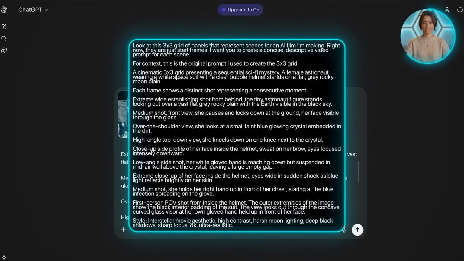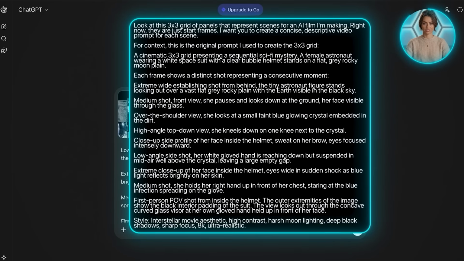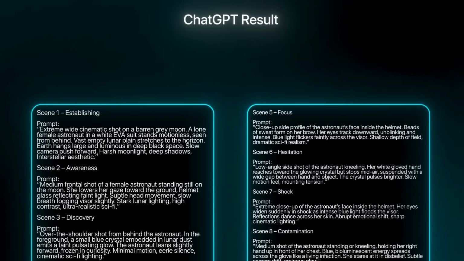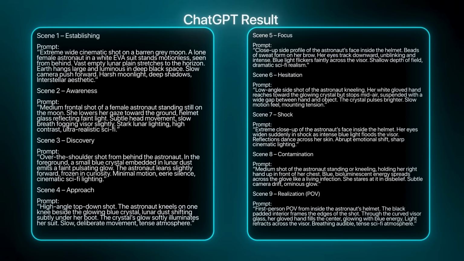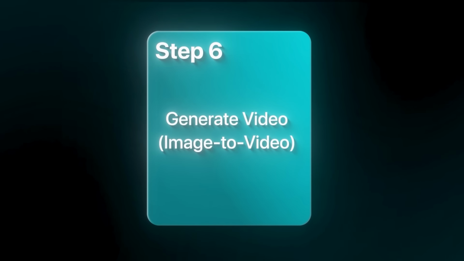We want to give ChatGPT all the context it needs to generate high-quality video prompts. The result should look something like this. Remember, you can always tweak the prompts as you like, but this gives a great foundation to build on. With all of our video prompts ready, it's time for step 6, which is going to be generating the scenes.